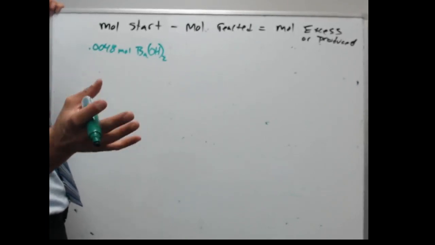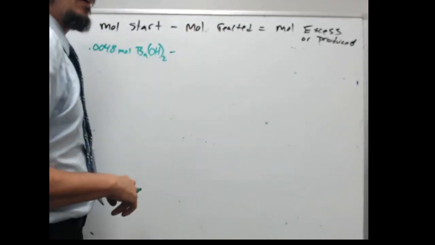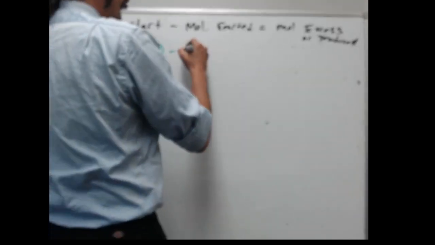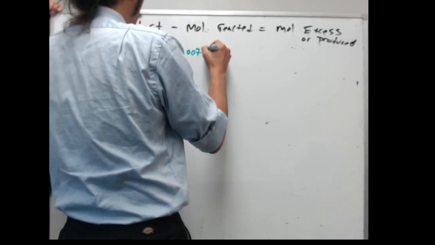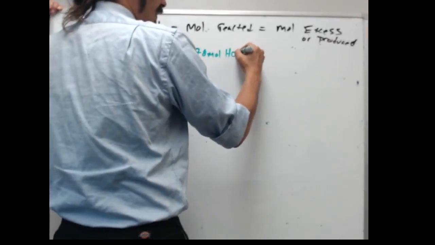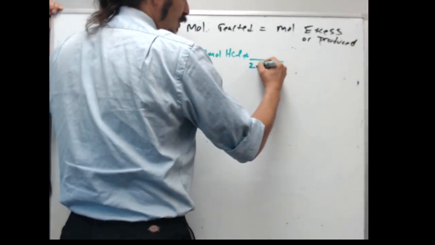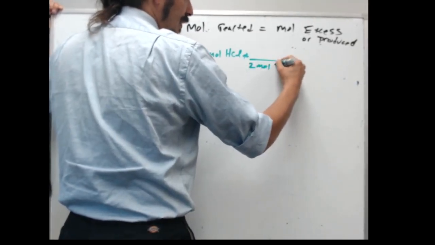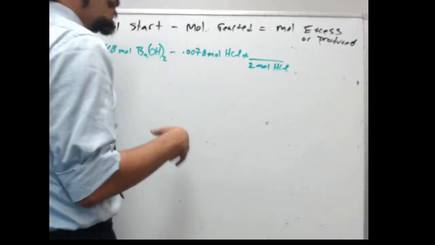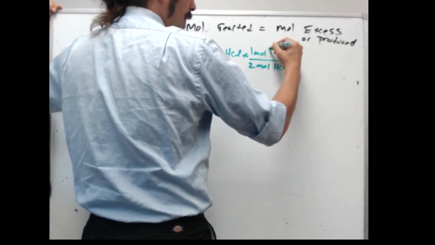I know it's my excess, so that's why I'm doing this one. If I did HCl, it should come out to 0. Then I'm going to subtract off. Now, how many moles of barium hydroxide reacted? That's going to be my 0.0078 moles HCl. And then I'm going to get my moles of reaction. I'm going to have 2 moles of HCl for every reaction. But for every reaction, I'm going to use 1 mole barium hydroxide.